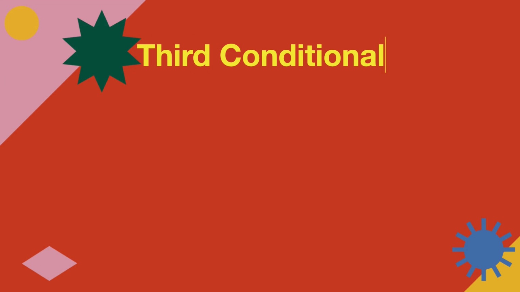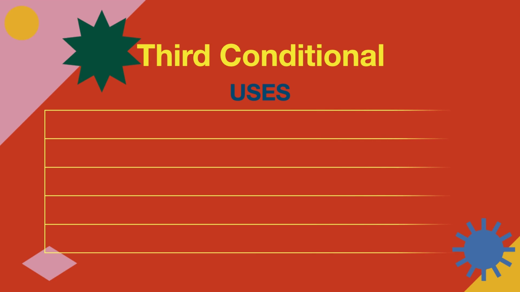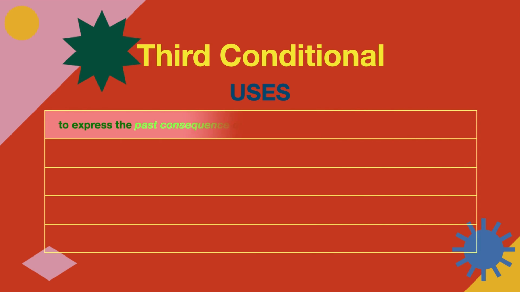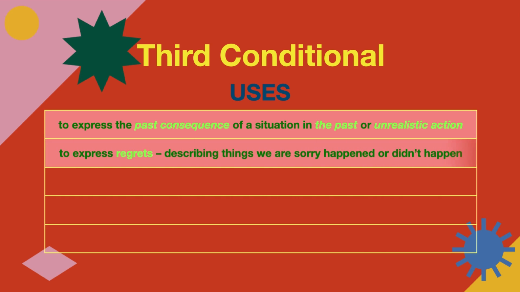Third conditional. Uses. We use the third conditional to express the past consequence of a situation in the past or an unrealistic action. We often use the third conditional to express regrets, describing things we are sorry that happened or didn't happen.